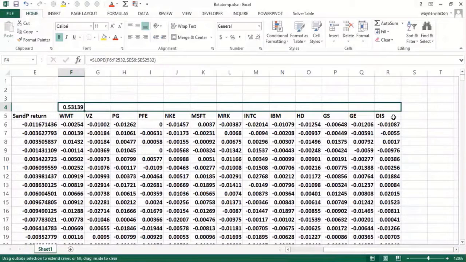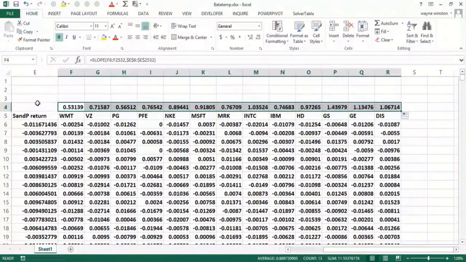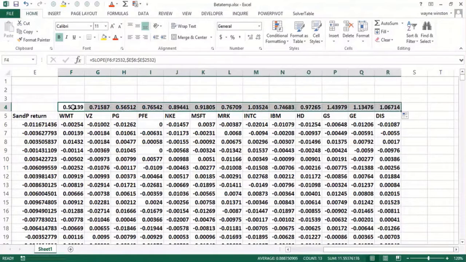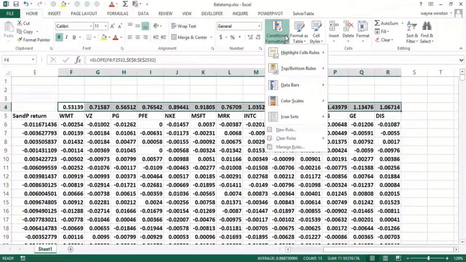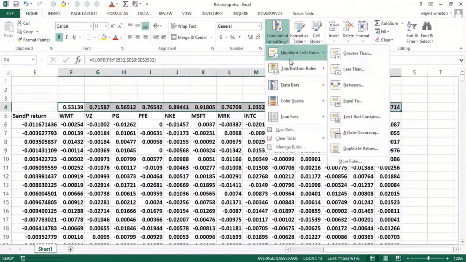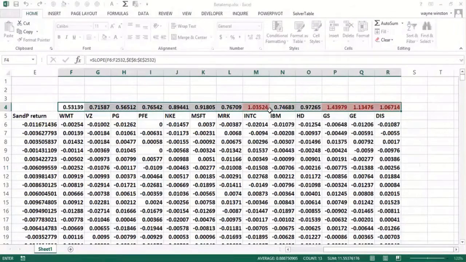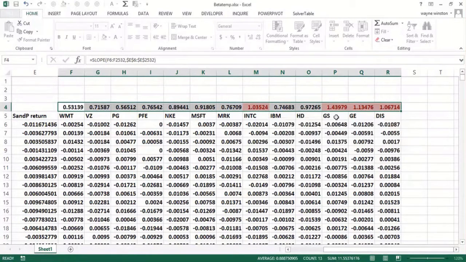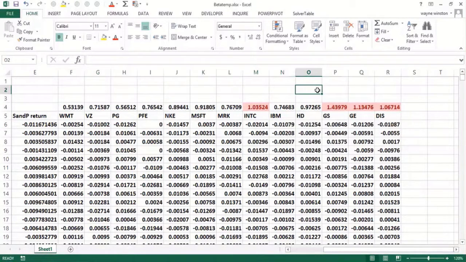Those stocks that are more volatile than the market are those with a beta that exceeds 1. So we can quickly highlight those. Conditional formatting, Home, Conditional Formatting, Highlight Cells Greater Than 1. Those are stocks that are more volatile than the market. You don't want to have those stocks if you think you're going to a bear market. For instance, Goldman Sachs is 43% more volatile than the market, and if you think the market's going down, you'll probably get clobbered with that.